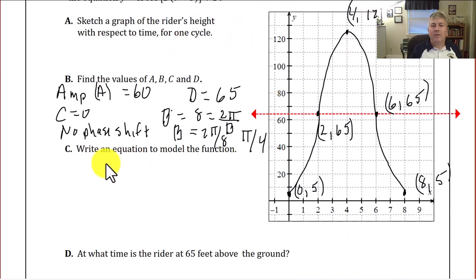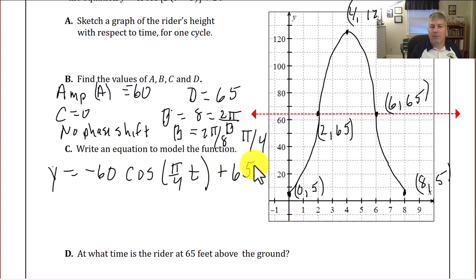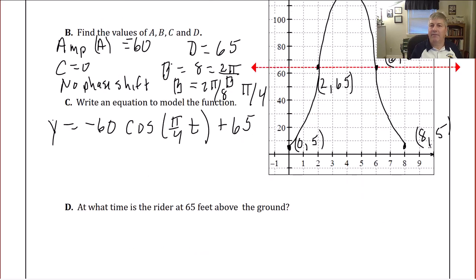In C, we're finally able to write the equation that models the function, which is y equals, and this is a negative cosine curve, so our amplitude is 60, but our a value is negative 60. So I probably can correct that up here. That should be a is negative 60. And the cosine of pi over 4, t minus 0, and then plus our midline of 65.